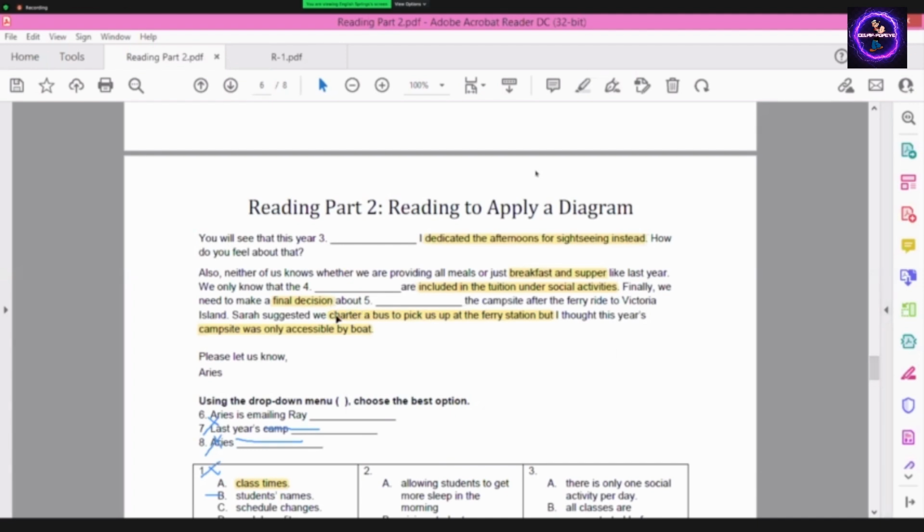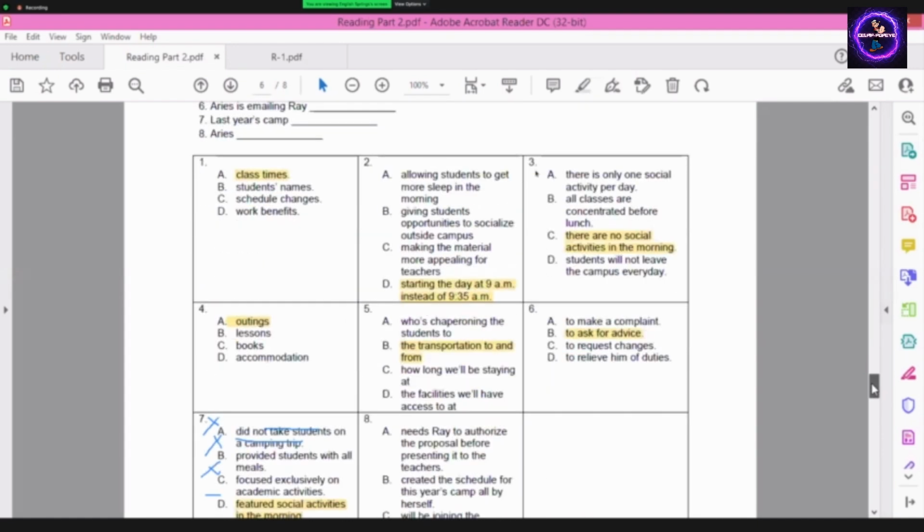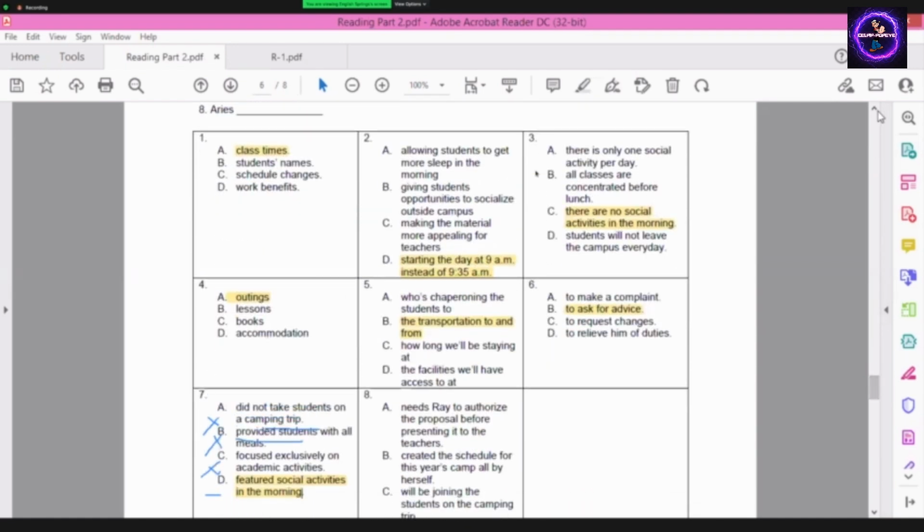Here it says, I thought this year's campsite was only accessible by boat. Yes, so probably they might have gone to the campsite last year. That's also correct. That's the way you can eliminate. Right. So that's nice.